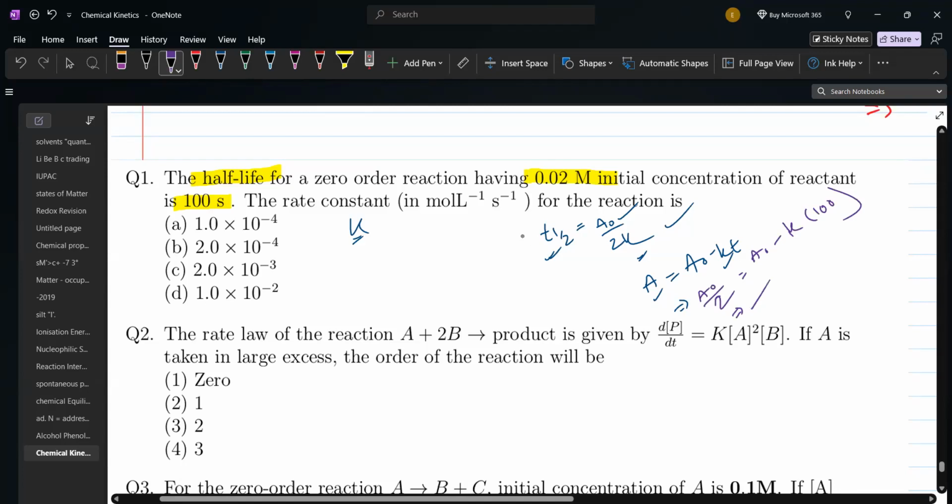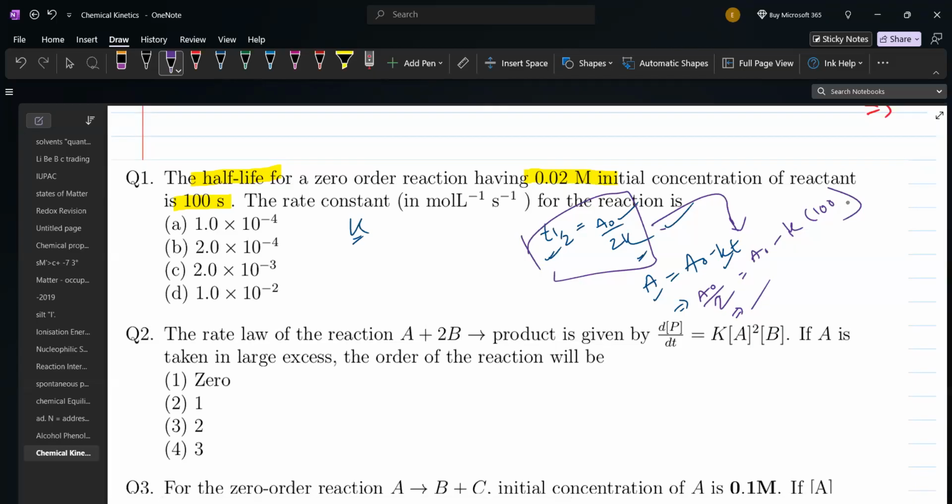Also you can solve this formula. This formula came via this only: applying this formula only, putting a naught by k and putting t as t half. So either one you can use. It is up to you.